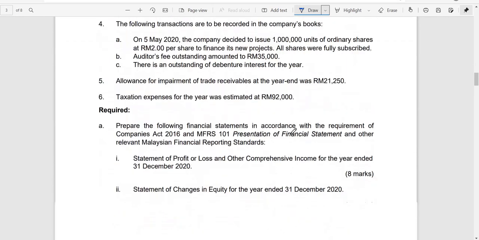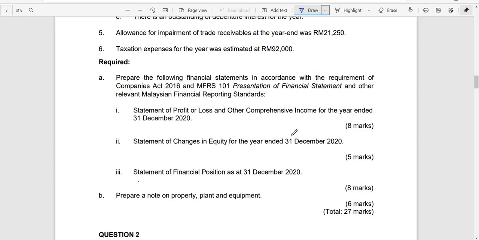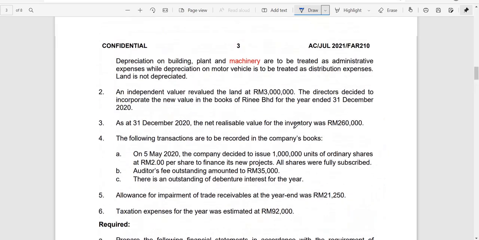Let us look at the requirement. You are asked to prepare the statement of profit or loss, that was for 8 marks, and then the statement of changes in equity, the statement of financial position, and the notes on property, plant, and equipment. So let's see what we have.